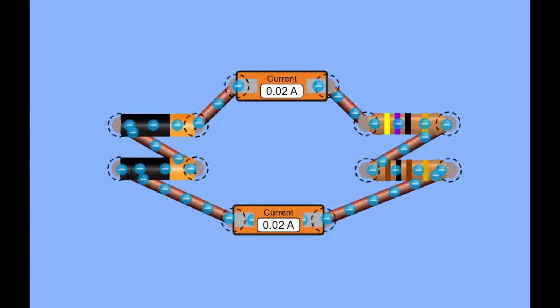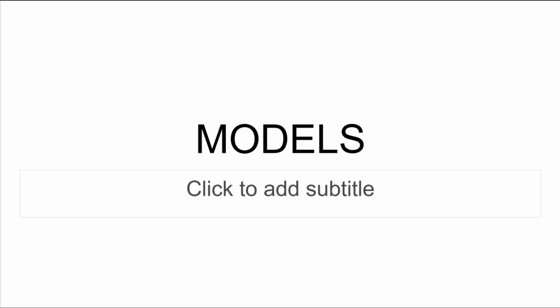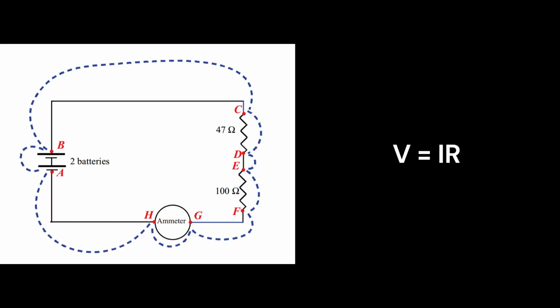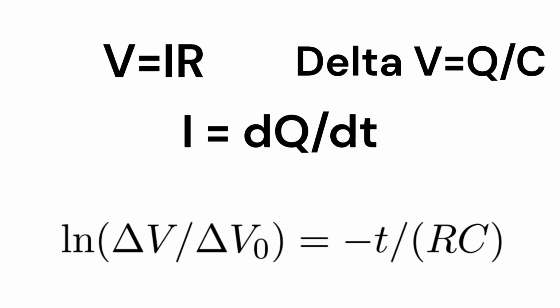All these principles will allow us to fully understand the various ways that our tweaks affect the results of our lab. For the models in this lab, we will use a combination of the loop rule and V equals IR to calculate the resistance at various locations in the circuit. We will also use a combination of V equals IR, delta V equals Q over C, and I equals dQ over dt to derive an equation for the time constant.